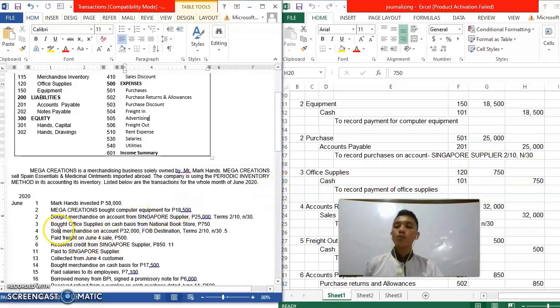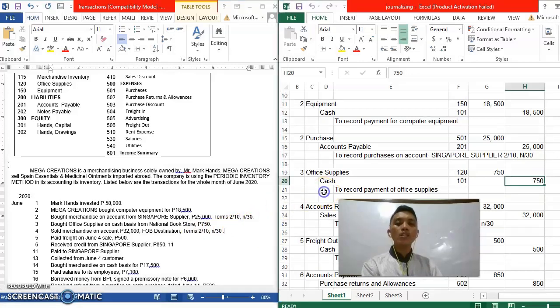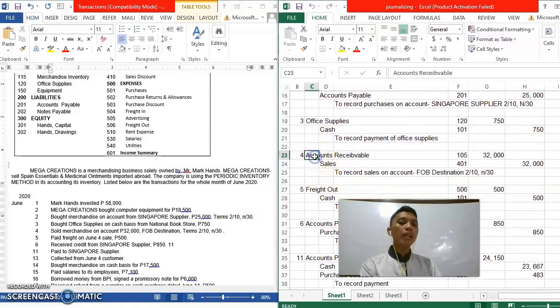Next, we have June 4, sold merchandise on account for the amount of 32,000 pesos, FOB destination, with the terms 2/10, n/30. So our debit entry has to be accounts receivable, and our credit entry has to be sales. To record sales on account, FOB destination, with a debit and credit amount of 32,000 pesos.